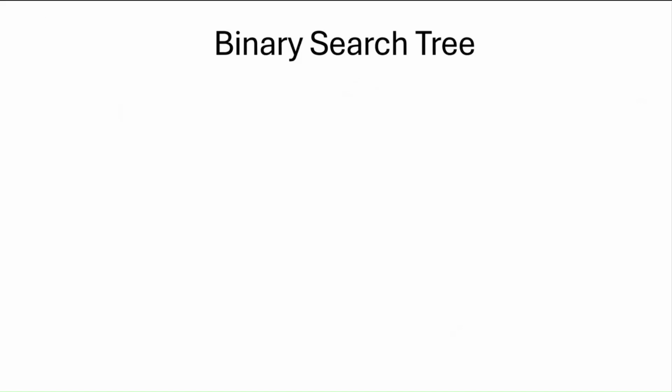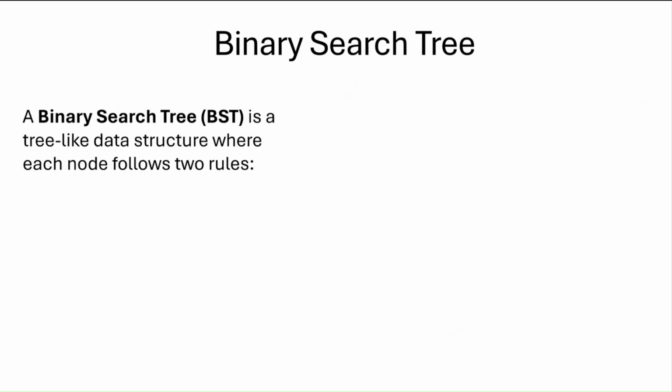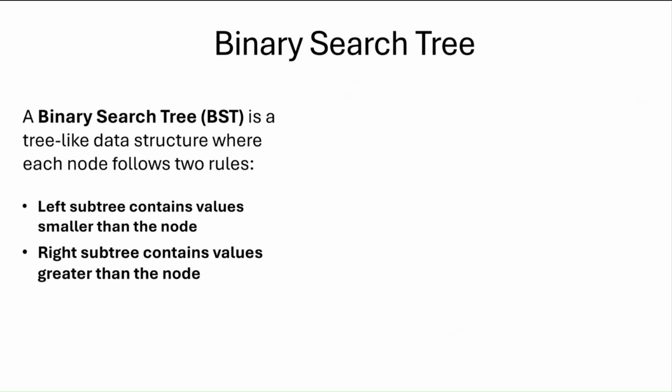Now we understood the concept of binary search. Let's understand how that concept is applied to a binary tree and how it becomes a binary search tree. A binary search tree is a tree-like data structure where each node follows two rules. The left subtree contains values smaller than the node, and the right subtree contains values greater than the node.